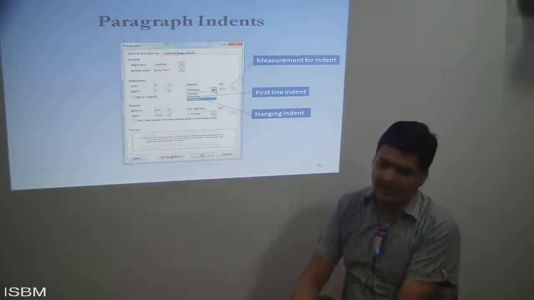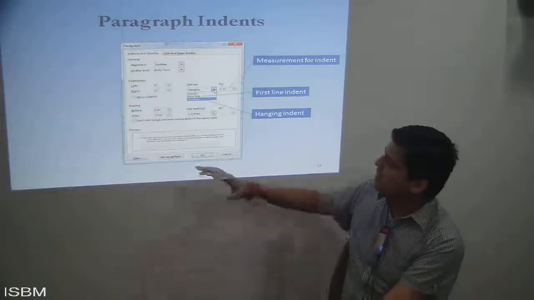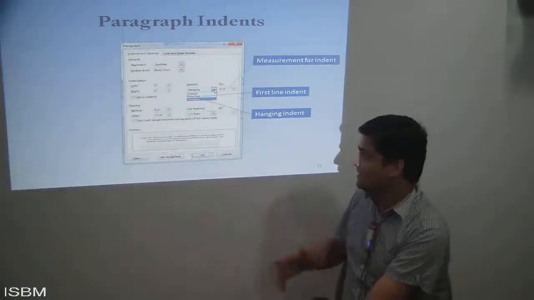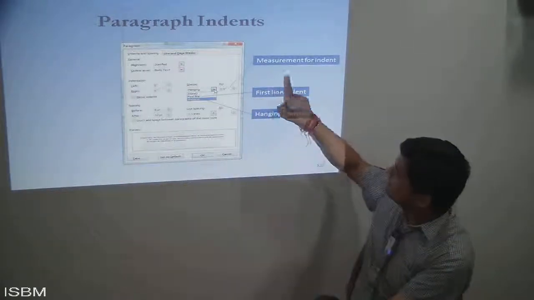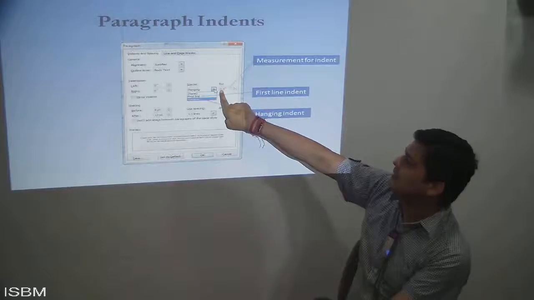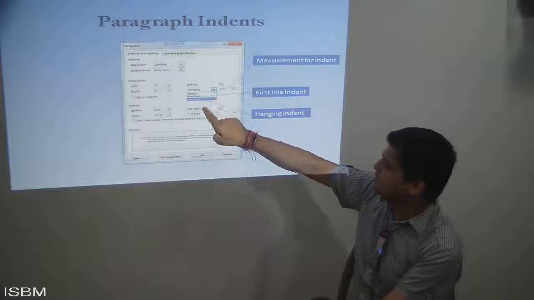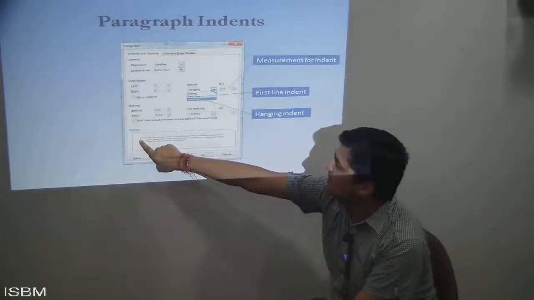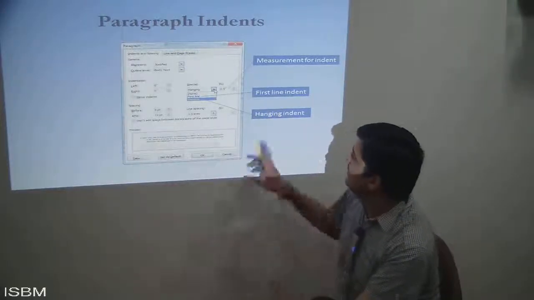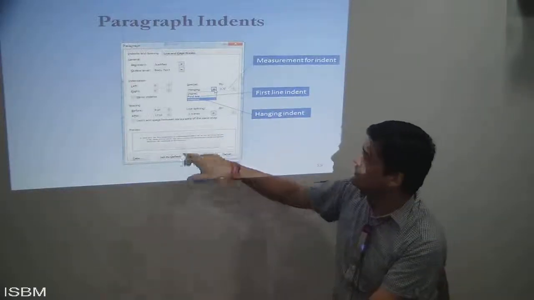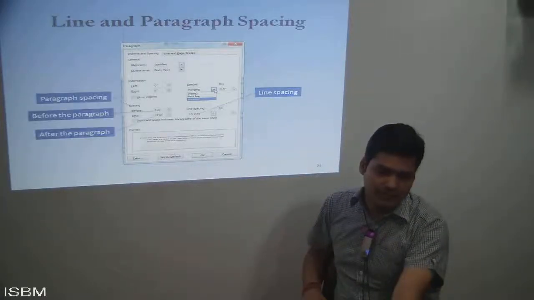Then paragraph indents. Again there is a preview; you can find the preview everywhere. Indent is the spacing you want. You can measure how much indent you want, 0.5 or 1. If you want the first line from 0.5, it will give you a spacing of 0.5 from here. First line indent, hanging indent, each and everything it will give you, and you can apply and check it with the help of the preview.